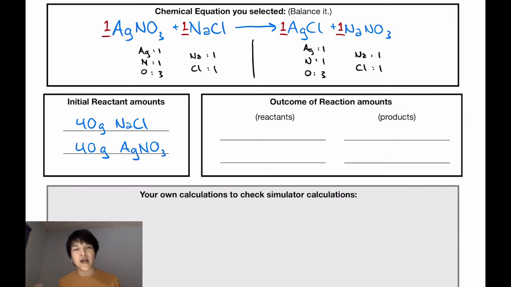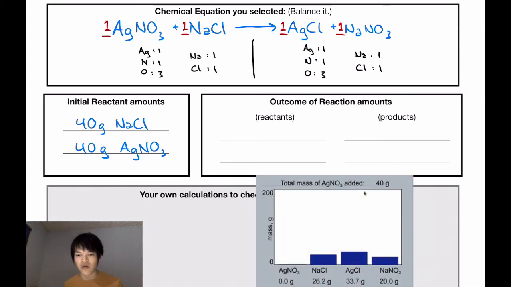Okay, that's what I added into this beaker. What's the outcome of this reaction? Well, the outcome of reaction amounts, the graph shows it to you, so you're just going to have to write down what the graph says.